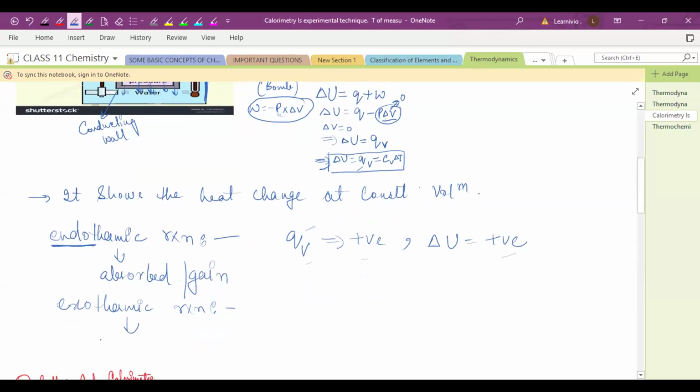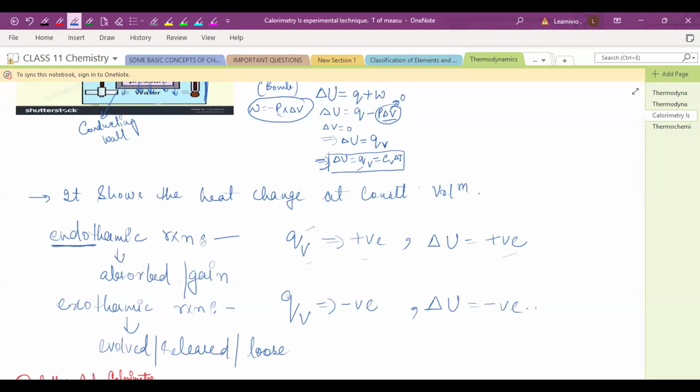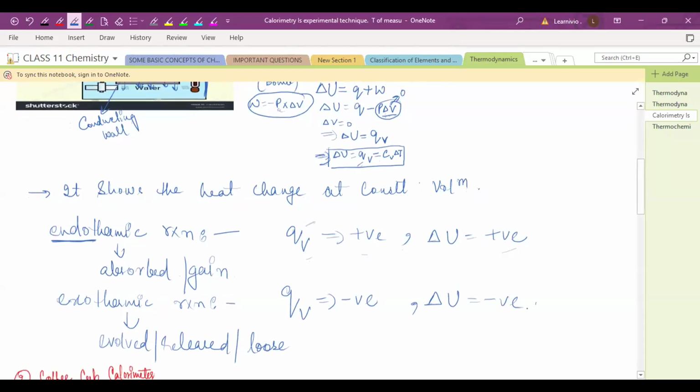So here you can write down heat is evolved or released, or lost. In this case, QV will be negative. The sign convention will be negative, and again the change in internal energy will also be negative. Got my point? Okay, write it down.